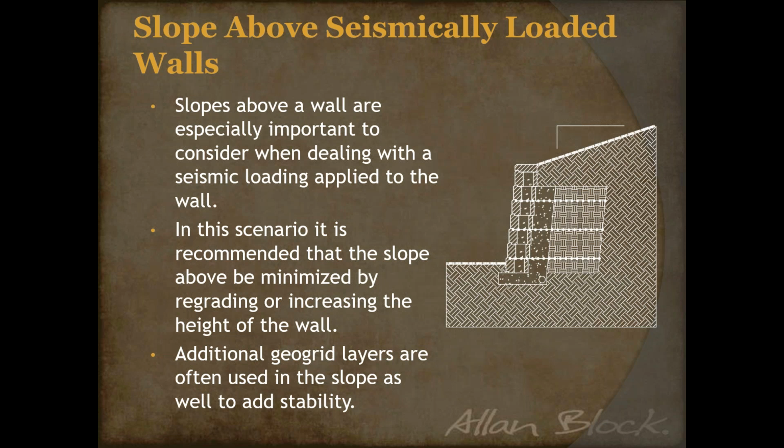And so what we recommend, if you do have a slope above the wall in a seismic area, is to minimize that slope by either increasing the height of the wall so you can grade that a little flatter, or to just regrade the area behind where that wall is going to go. It's going to help you out a lot. It's going to make the design a lot more economical. Also, additional geogrid layers are used in the slope itself. We always recommend, if you have a steep slope or a slope in a seismic area, to reinforce that slope by placing them periodically throughout the slope.